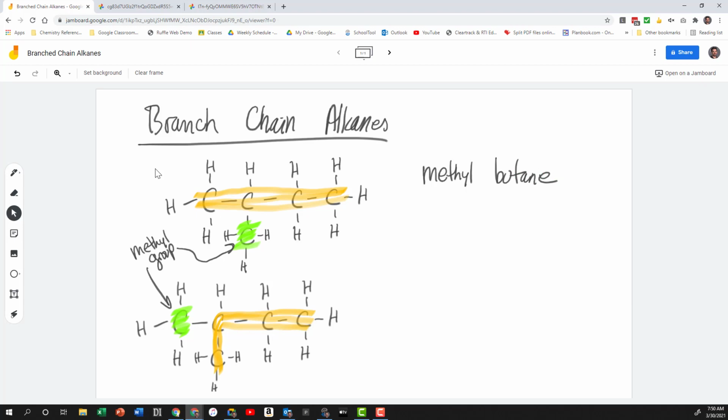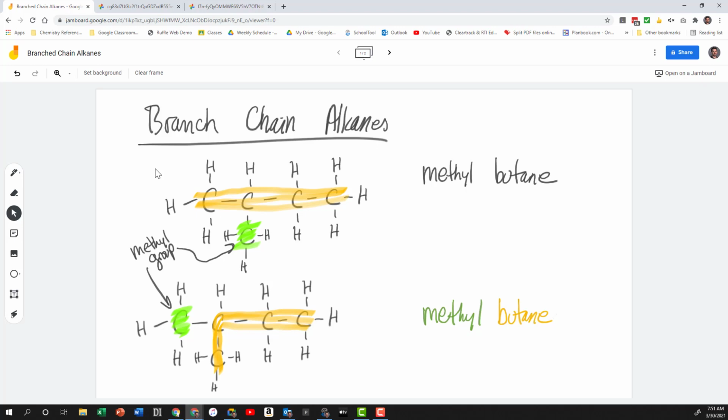Actually, now that I remember, I was going to color code this so you could see it. So methyl, and then use the other color, butane. It corresponds to the different parts of that. All right, let's make it a little more complicated, or just add more information. This isn't really that complicated.